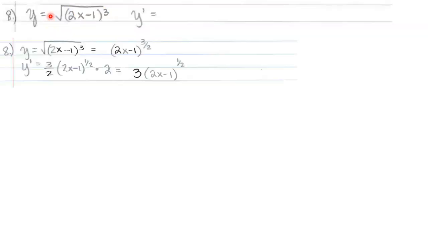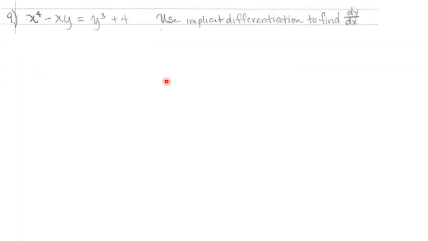For number 8, again, I need to get rid of my radical. So I'm going to rewrite 2x minus 1 to the 3 halves. So if I have 2x minus 1 to the 3 halves, anything to the 3 halves would be 3 halves that thing to the 1 half, because 3 halves minus 1 is 1 half, times the derivative of that thing. So one more time, anything to the 3 halves would be 3 halves that thing to the 1 half times the derivative of that thing. So if we take 3 halves times 2, we're just going to get 3. And you can leave this 2x minus 1 to the 1 half, or you could rewrite it as the square root of 2x minus 1 if you wanted to.